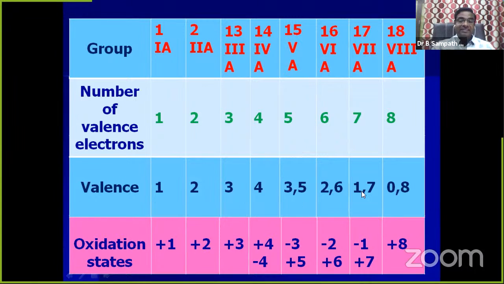Therefore, the valency varies from fifth group onwards. Let us see, fifth group elements valency is 3 and 5. Here 3 is by taking the electrons, or 5 is by losing the electrons. For sixth group elements, the valency is 2 for gaining the electrons and 6 for losing the electrons. In the same way, seventh group 1, 7. Here eighth group, no gaining of electrons, only losing of electrons, 8 electrons. That's why valency is 8. Oxidation state is +8.